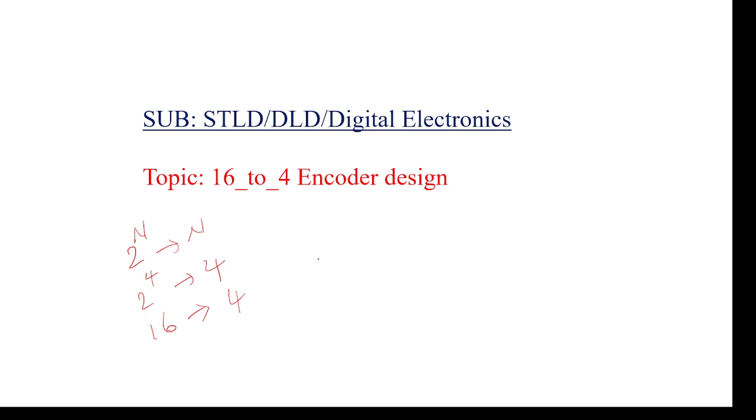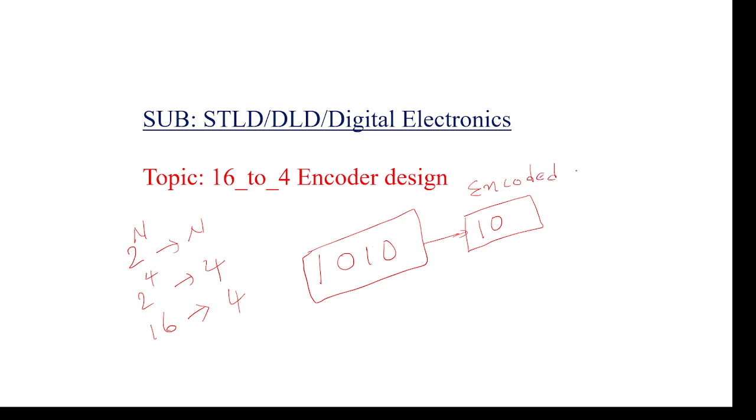I will show you one example. If you take 1010 as 4-bit binary data, I am assuming this is converted into 2-bit binary data for some reason, either security or bandwidth reasons. Just assume that it converts into 10. So 10 is the encoded data. That is, 1010 is converted into 10. So this is encoded data, from the encoder.